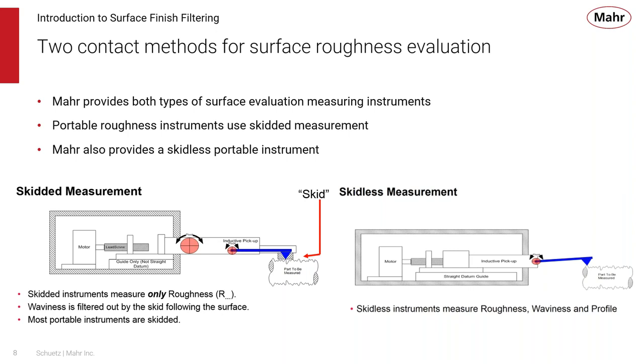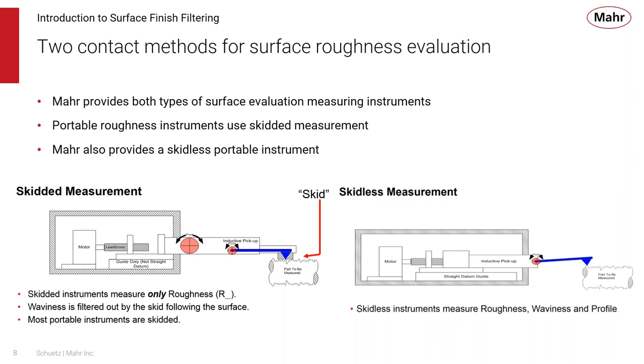We provide two types of contact measuring system. Mostly the roughness instruments, which are a skidded measuring system, which has a skid that is moved over the part, and within that skid is the probe, or the pickup, which is monitoring the actual surface finish by a very small diamond contact usually. So the skid filters out a lot of that waviness, and it produces only roughness parameters. The waviness is filtered out by the skid that's following the surface, and most portable instruments are the skidded type.